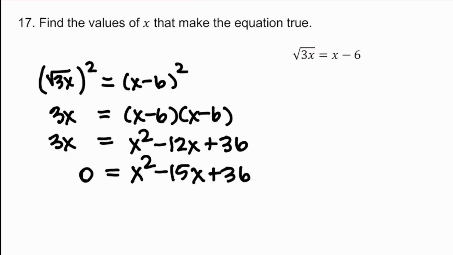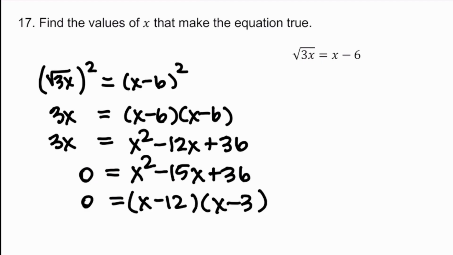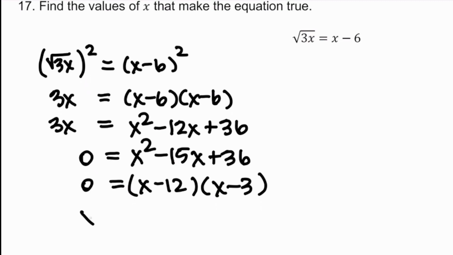Let's see. All right. Numbers that multiply to 36. There's a lot of these, right? Like 9 and 4, but those don't add up to 15. I think it's going to be two negative numbers because they're going to multiply to a positive number and add to a negative number. And so 9 and 6, 12 and 3, yeah, there we go, 12 and 3. I also think 18 and 2 is kind of close, but it's going to be 12 and 3, so x minus 12 times x minus 3. Right? And then I'm going to get x equals 12 and x equals 3.